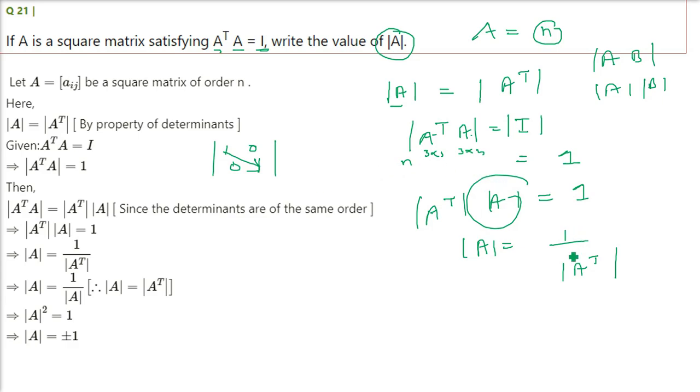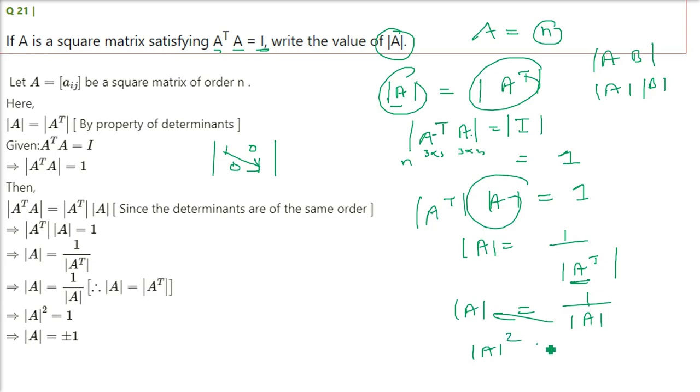But we know that the transpose and the actual determinant remain the same, as I just said. So you can write it as again A transpose is A. Now you just multiply across. The determinant of A square equals 1. Determinant of A will be plus minus under root 1. Under root 1 is 1, so it will be plus minus 1. Right? Plus minus 1.